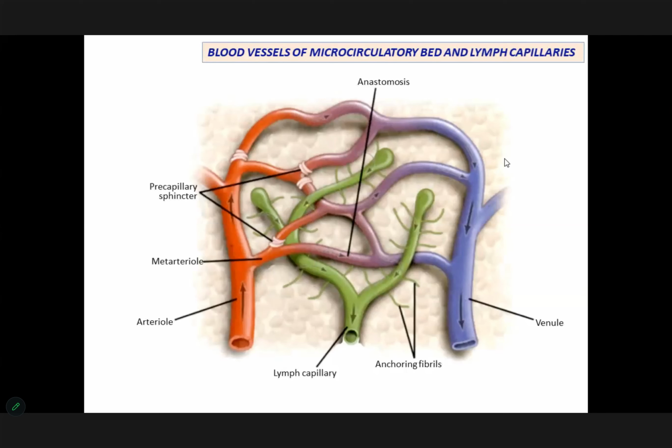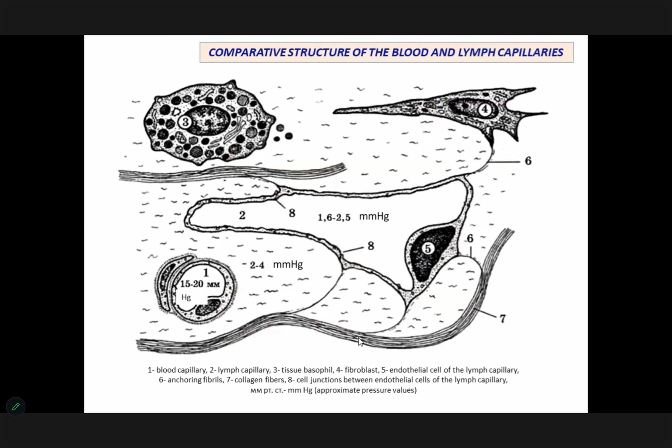The lymph capillaries, unlike the blood capillaries, are blind closed in one end, so it has the beginning. The lymph capillary is connected to the surrounding tissue with so-called anchoring fibrils. So some amount of fluid exits the capillary, becomes extracellular fluid, and some amount of this interstitial fluid enters the lymph capillary and becomes lymph.